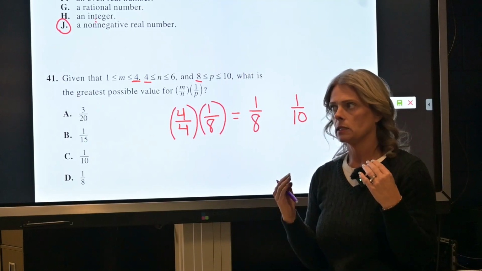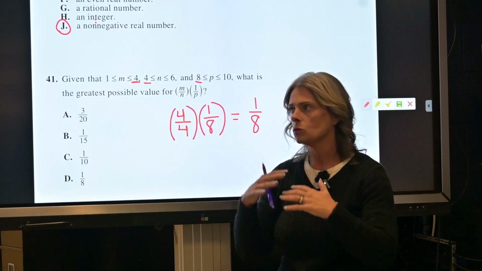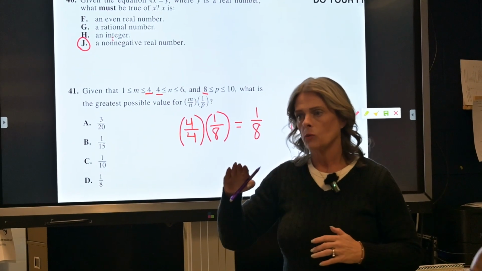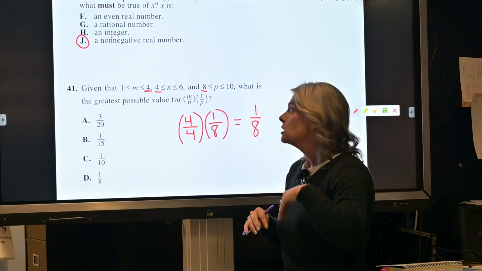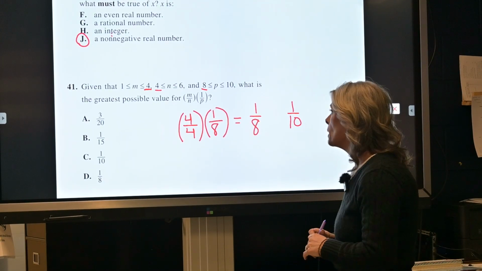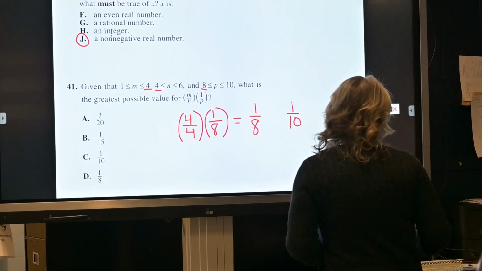So you just really need to think about this. If we're trying to make the greatest possible value, we need to have the bigger numbers on top in the numerator, and then we need to have the smaller numbers on the bottom in the denominator, okay? Does everybody understand that? Okay, good.